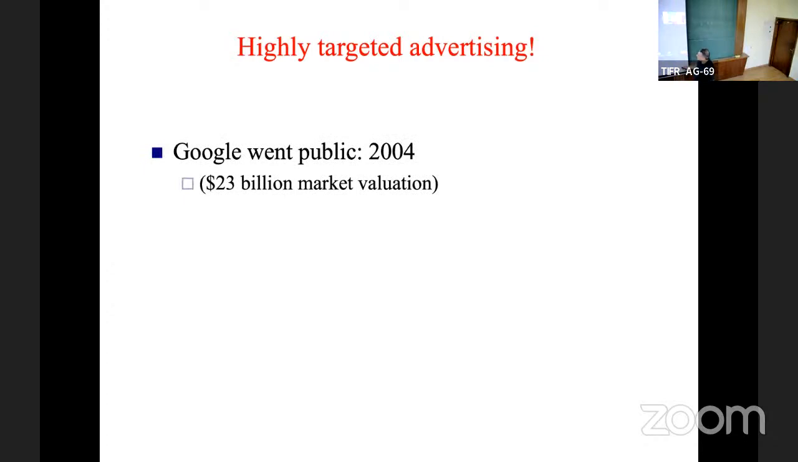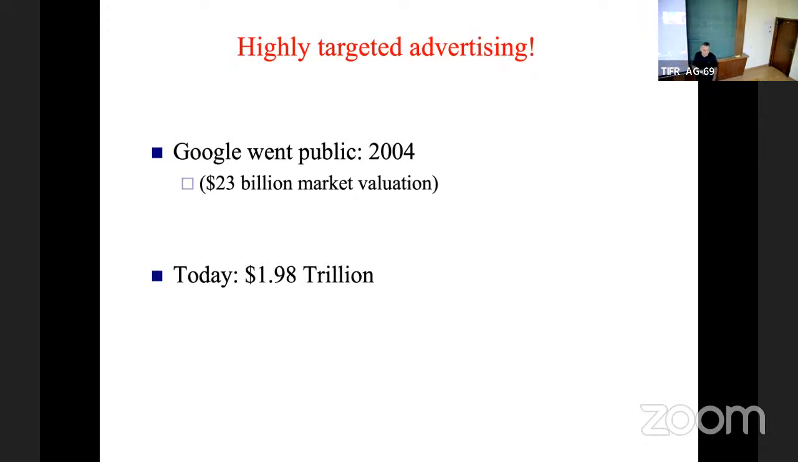So this way of advertising really changed the nature of advertising, because before that, you had these billboards showing the car to millions of people, and maybe 100 or 1,000 people bought that car, but it's a big waste. Here you have highly targeted advertising for the reasons that I just said. And Google, which went public in 2004, had a market valuation of 23 billion. Today it is something like this.